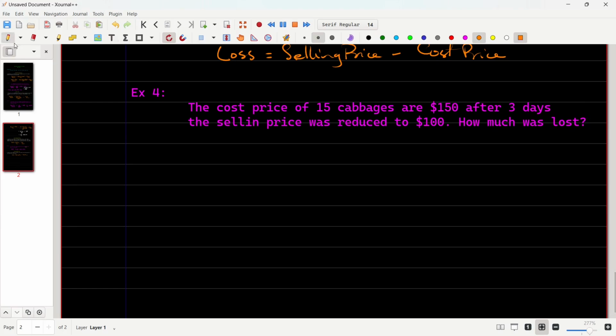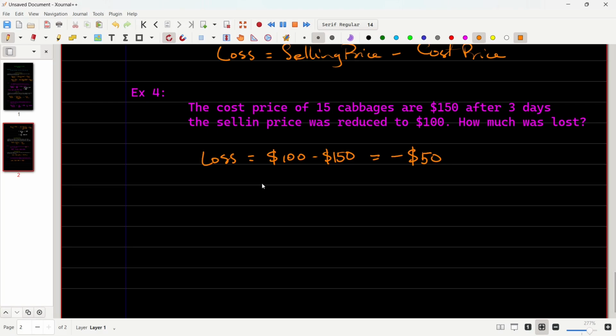All right, so the loss is equal to $100 minus your $150, and this will give you negative 50. And that negative 50 just means that you are losing money.